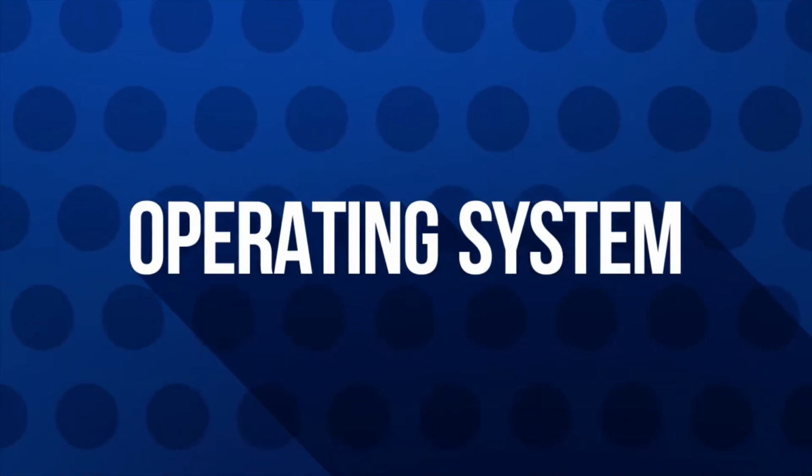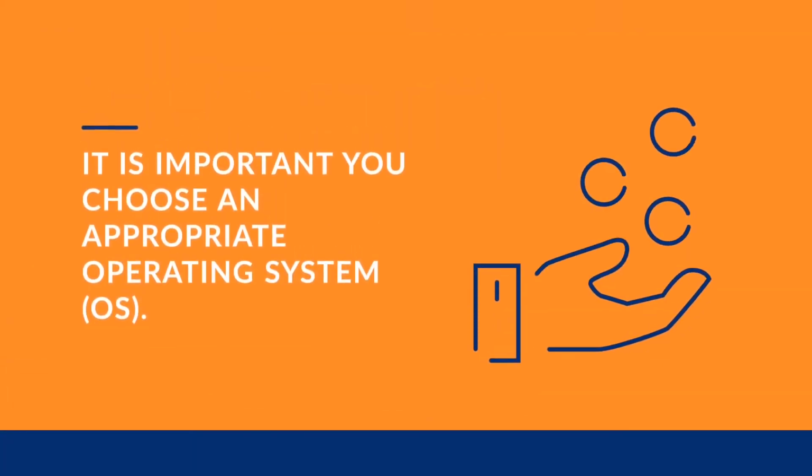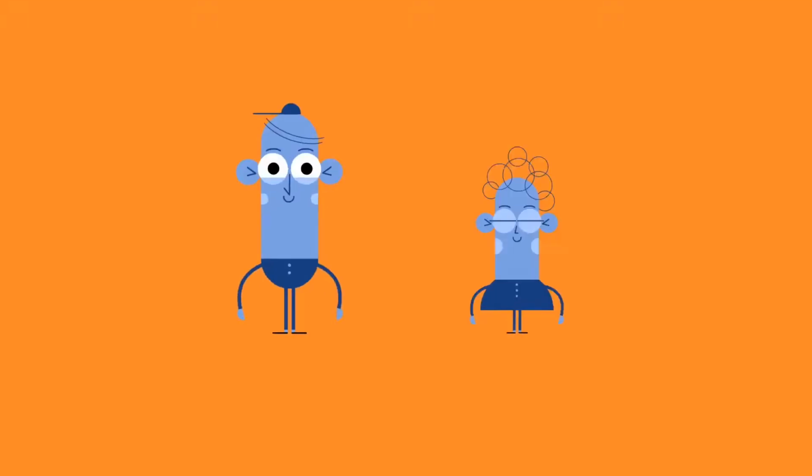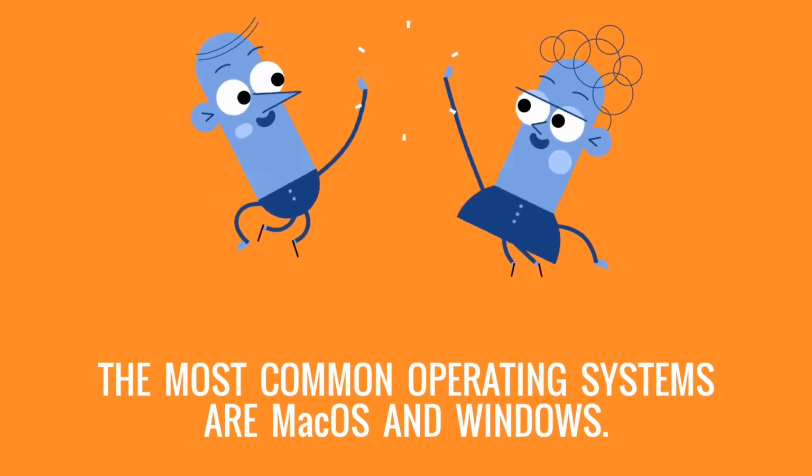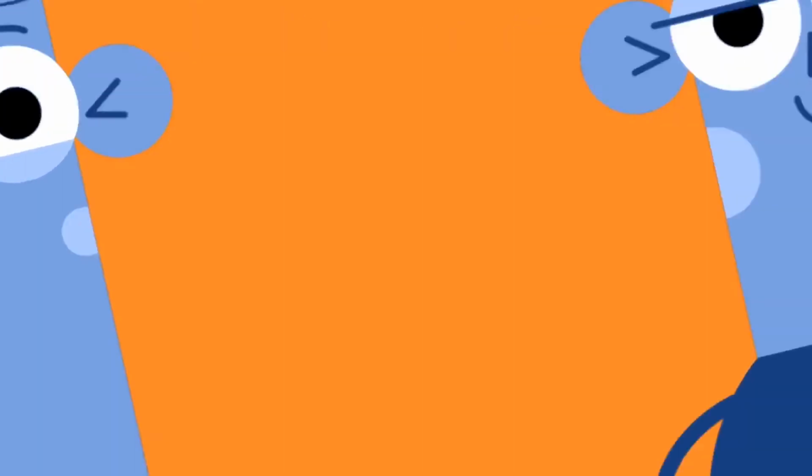Operating system. Before jumping into brands and components, it is important you choose one of the main operating systems, also known as OS. Think about the operating system as the environment in which you will operate your equipment. The most common operating systems are macOS and Windows, and selecting one is a matter of personal preference.